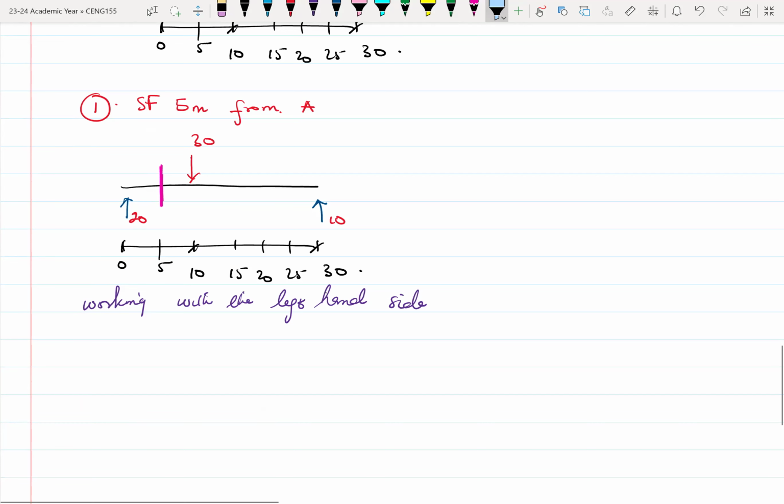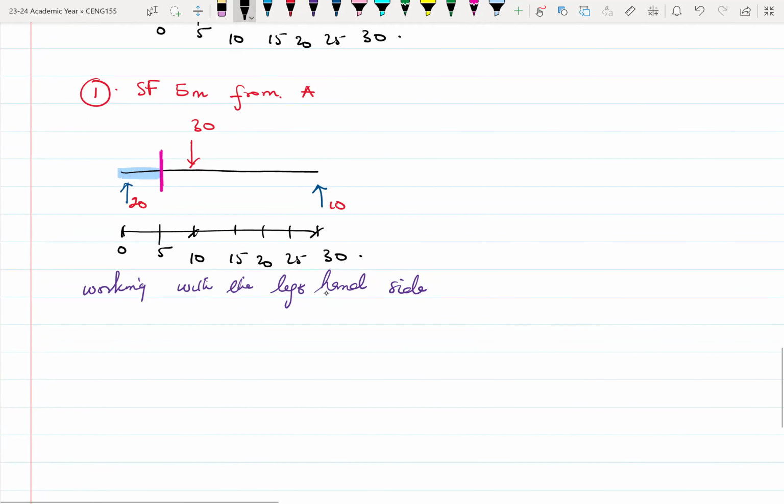So it means that I'll be looking at this zone. Let me draw that part again. What do I see on the left? I see this 20 kilonewtons.